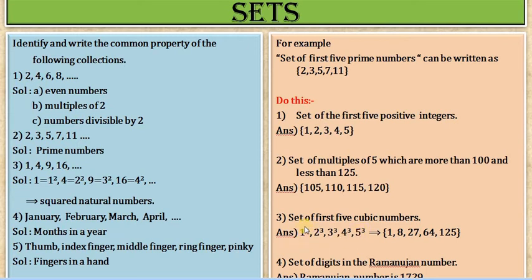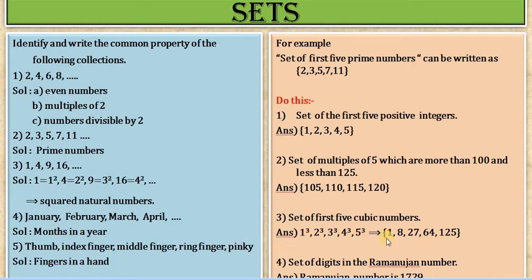Now what is the value of 1 cube? 1 into 1 into 1. It is 1. 2 cube means 2 into 2 into 2. That is 8. 3 cube means it is 27. 4 cube means 4 into 4 into 4. It is 64. 5 cube means 5 into 5 into 5. It is 125. So write this set as curly bracket 1, 8, 27, 64, 125.